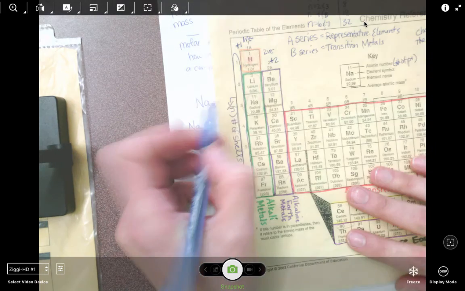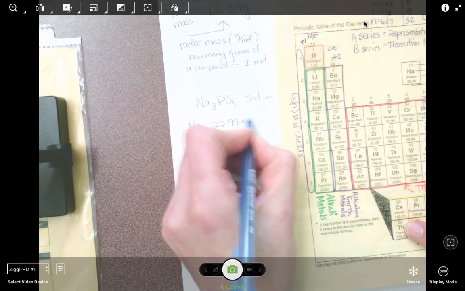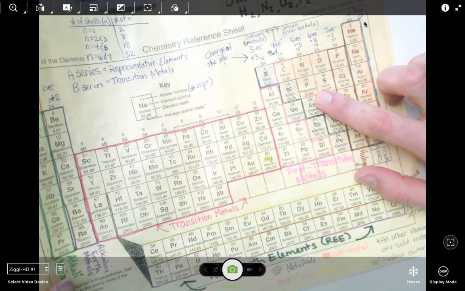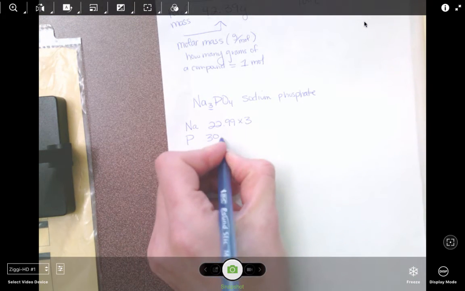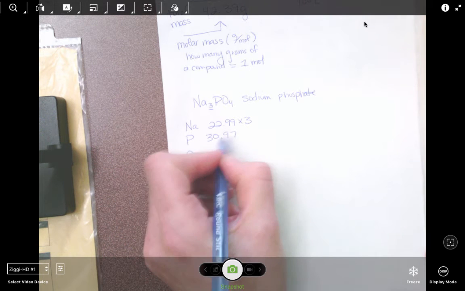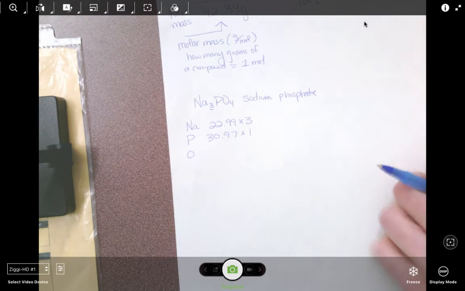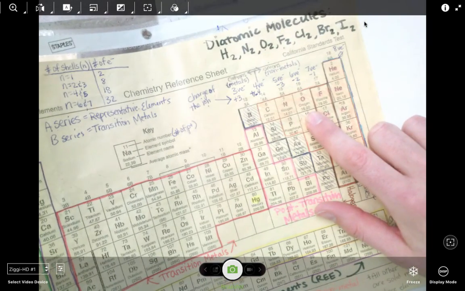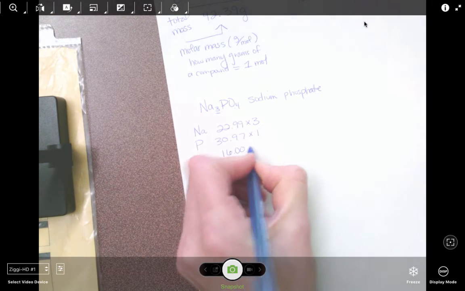Sodium's mass is 22.99, and there are 3 of them, so I need to multiply that number by 3. Phosphorus has a mass of 30.97, and because there's only one of them, I'm not going to multiply it by anything. Just for the sake of consistency, I'll just put times 1. And then oxygen, there's 4 of them, and the mass of oxygen is 16.00. And there are 4 of them, so times 4.